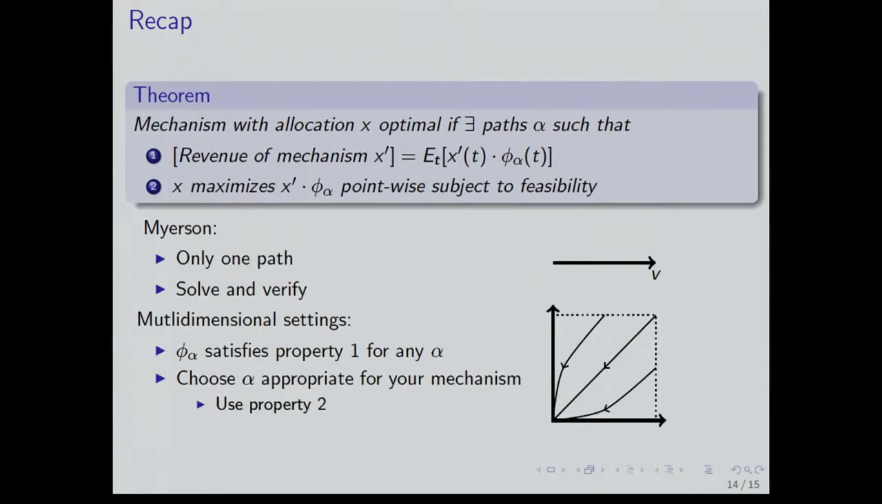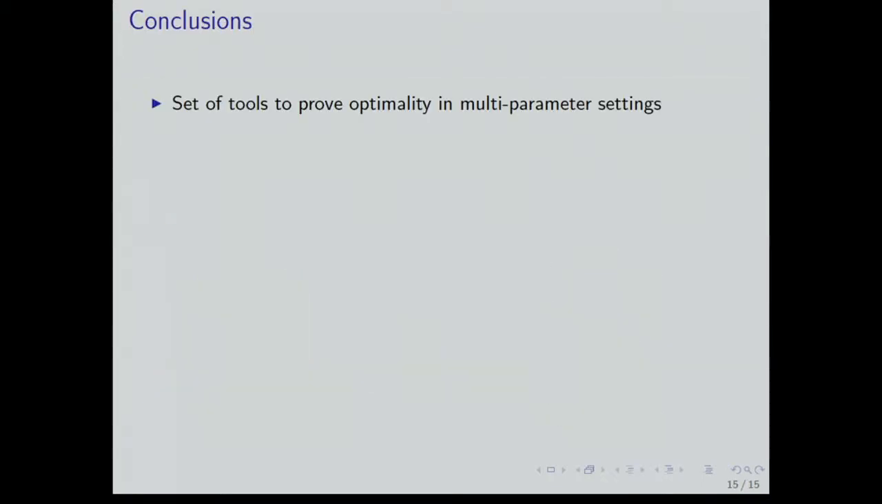In a multidimensional setting, on the other hand, there are many choices of paths, which is good news because we know that there are also many potentially optimal mechanisms. So we can use this choice of paths to come up with the virtual value that proves the optimality of the mechanisms that we are looking for. So you have many virtual value functions that satisfy the first property. You just have to use a property of the mechanism that you want to prove is optimal to come up with the right one that satisfies both of the properties.